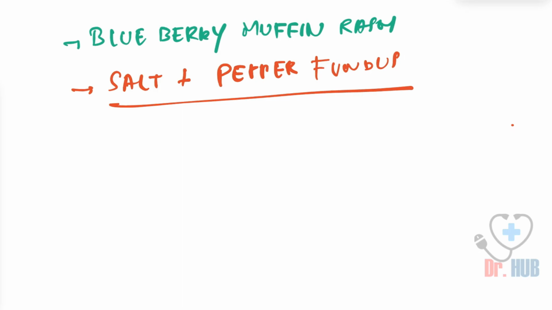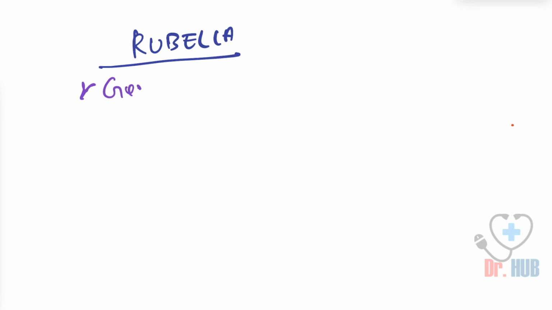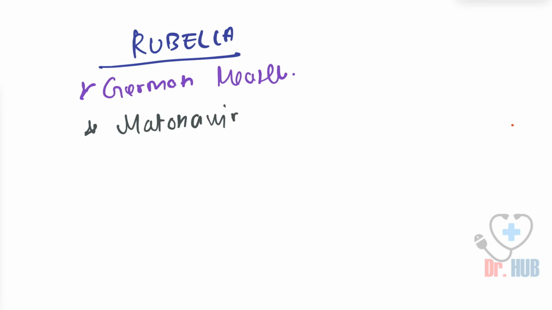Now we look at the rubella. So what is the rubella? Let's write it down. The important thing is that rubella is also known as German measles. And what is the causative organism? It belongs to the family Matonaviridae.